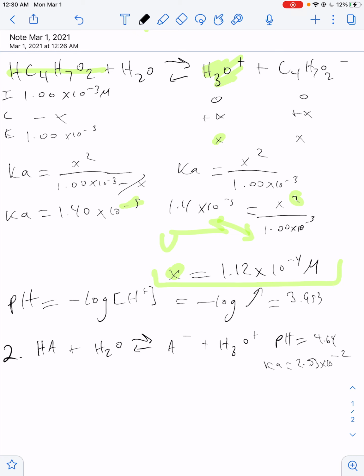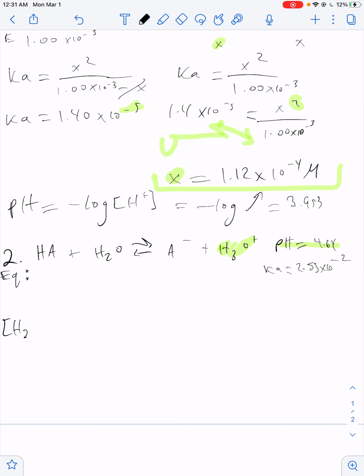Okay, ice table. Just give me 1 second. I don't think we did an ice table here. Okay, here we do not need an ice table because we can find the concentration of H3O plus from the pH. And when we find that number, that's already going to be the equilibrium number. So we don't need to do an ice table.